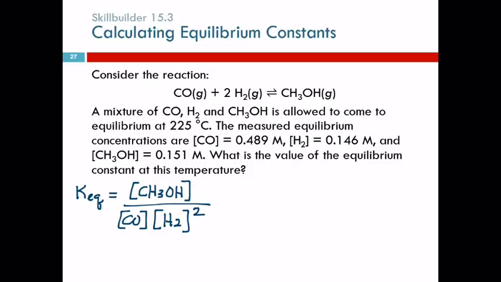Now we just put the numbers in. The concentration of methanol is 0.151. The concentration of carbon monoxide, 0.489. The concentration of hydrogen is 0.146. And then that needs to be squared.